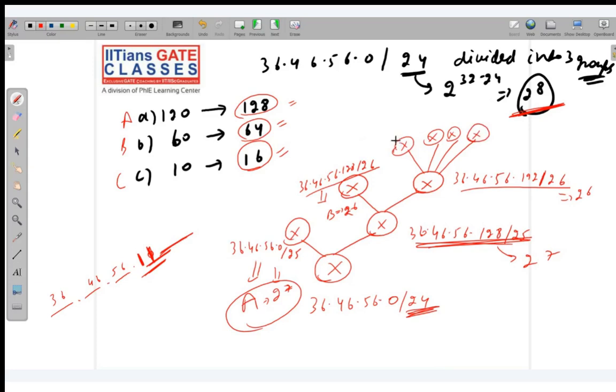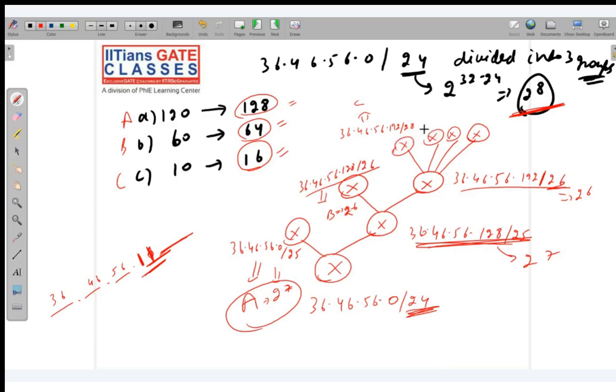So what IP address will it be? Very easy. 36.46.56.192/28. Please let me know if you have any doubt. It is 26 plus 2, because 2 bits you have borrowed, so /28. You can give this to organization C. And if you want to give another block to organization C, you can give that also.